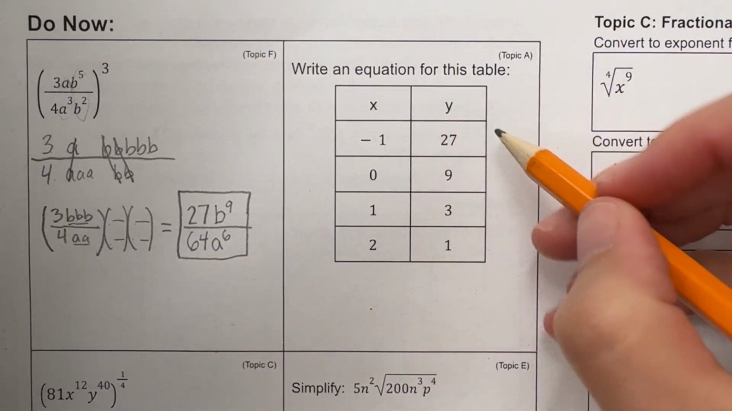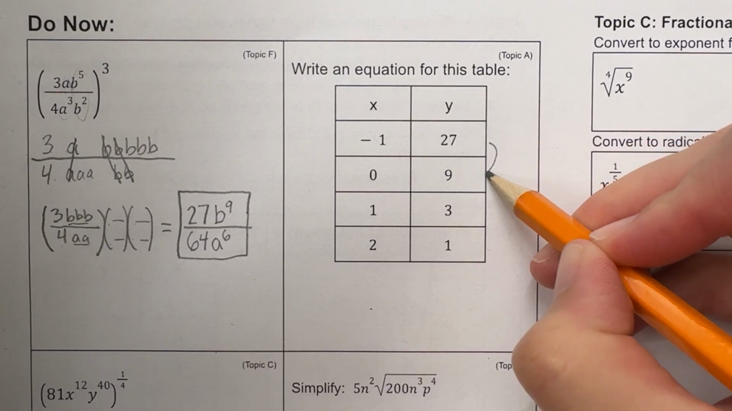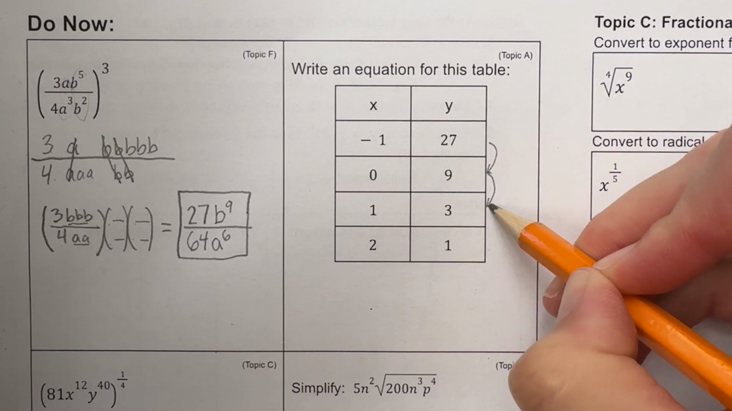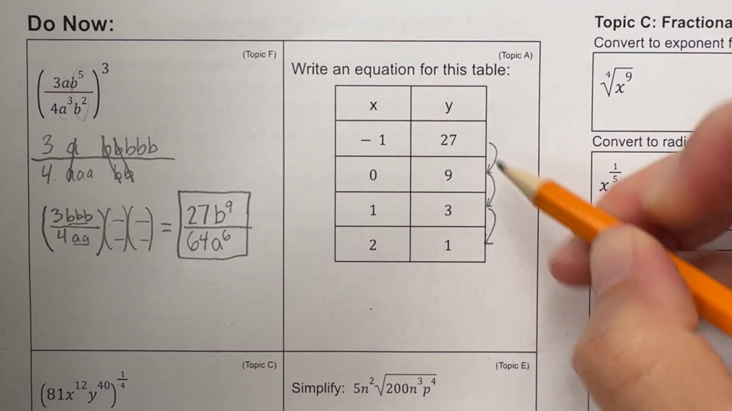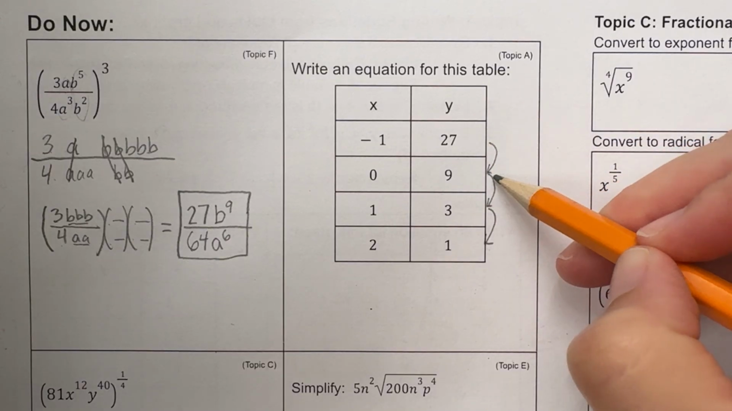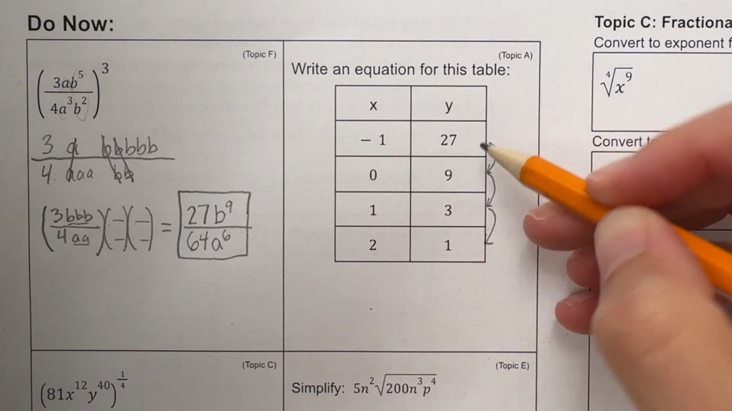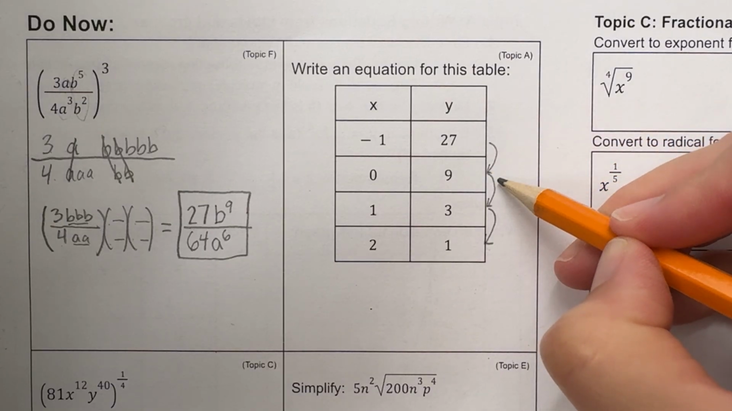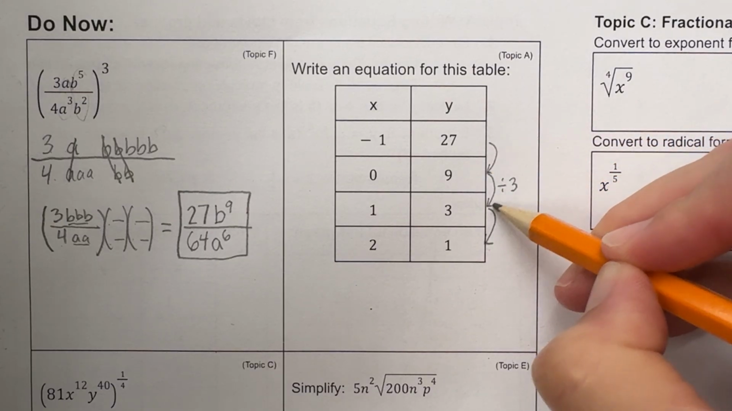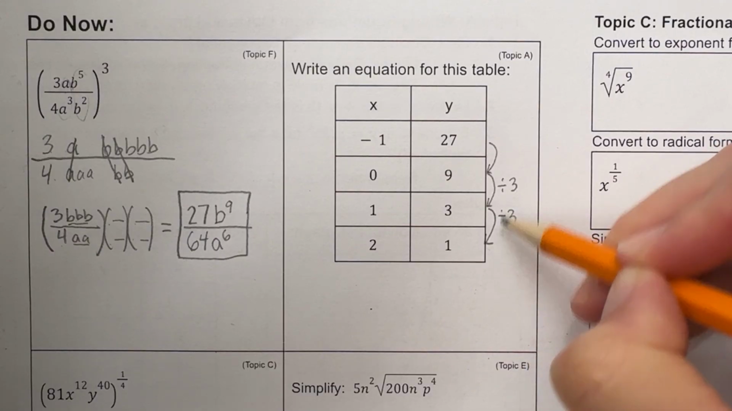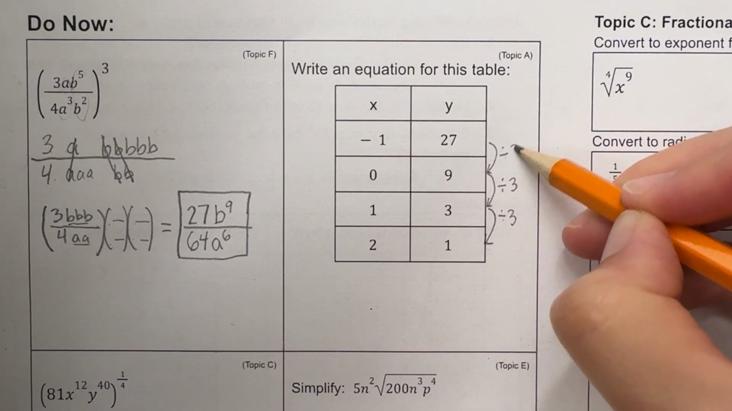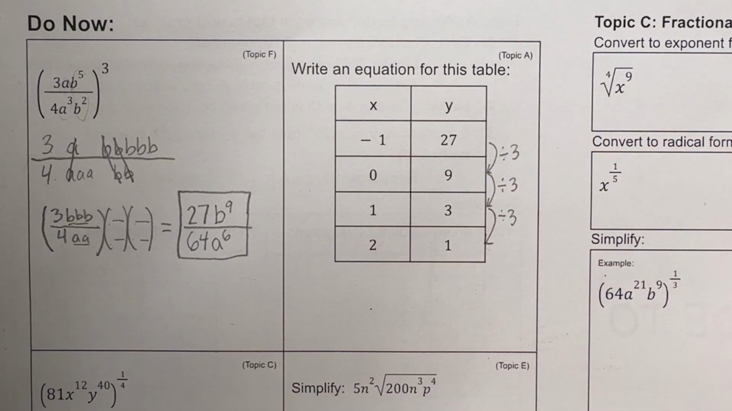Okay, I'm writing an equation for this table. The first thing I'm going to do is notice what the pattern is. I notice these numbers are getting smaller, so we're either subtracting or dividing. These numbers are getting smaller really fast. If I did 9 minus 6, that would be 3, but if I subtract 6, I'm not getting 1. So this must be division. 9 divided by 3 is 3, 3 divided by 3 is 1, and 27 divided by 3 is 9. So yep, I'm dividing by 3.